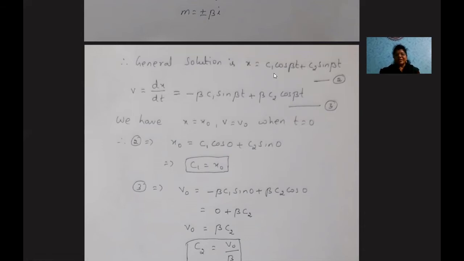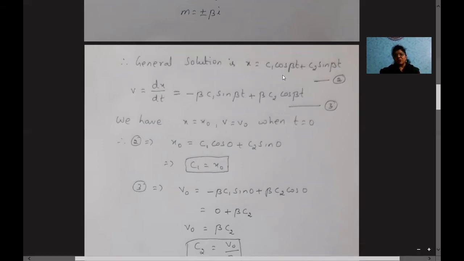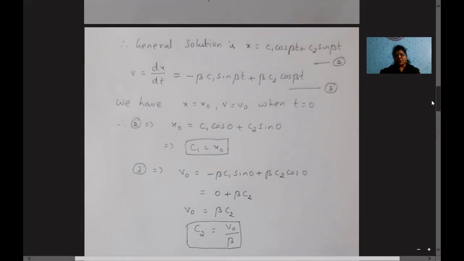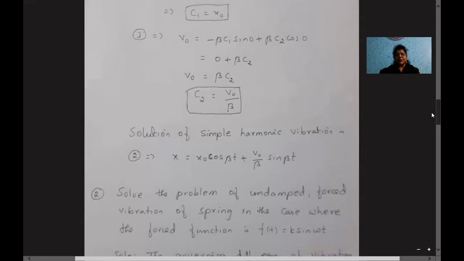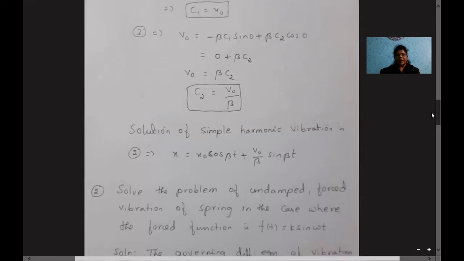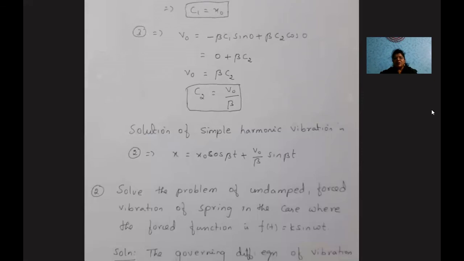Now, substitute v equal to v naught when t is equal to 0 in equation number 3. So, what will you get? V naught is equal to minus beta C1 sin 0 plus beta C2 cos 0. Again, sin 0 is 0, cos 0 is 1, you will get the value of C2 as v naught by beta. Substitute the values of C1 and C2 in equation number 2. That is the displacement equation: x is equal to x naught cos beta t plus v naught by beta sin beta t, which is the solution of the simple harmonic vibration.